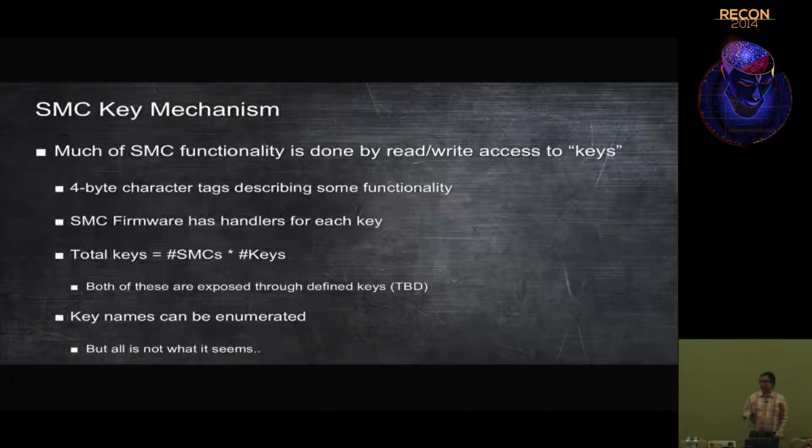You've got a special key called number of SMCs, and that tells you how many SMCs there are. And you've got a special key called number keys, hash keys, and that tells you how many keys there are. So you can actually dump the keys by asking the SMC what the keys are, and then you can enumerate the keys. But we'll see that this information comes from a key table, but that key table doesn't accurately represent all of the keys, because they know that you can dump the key table.